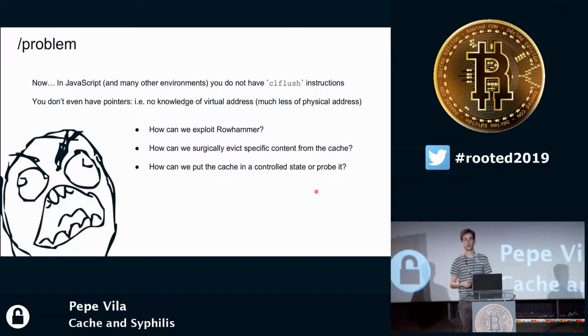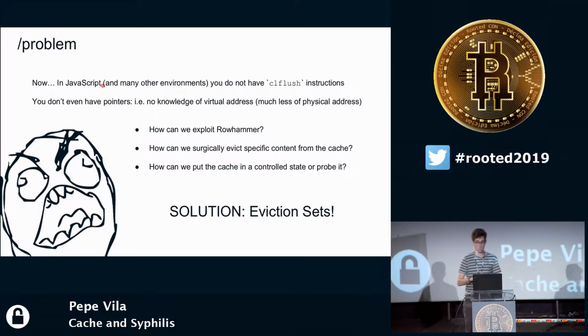In other environments, it doesn't happen in a script. We don't have an idea of pointers or virtual addresses, and you don't have information to find the blocks going into each cache set. How can we use Rowhammer? The Rowhammer is retrieving content from the cache memory. How can we load the range, length, and how can we destroy this to open the window and to use Spectre? Or how can we put the cache memory into a controlled state or probe it?